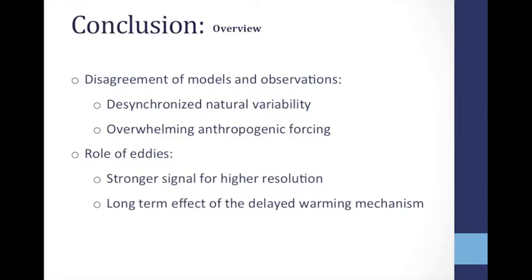To conclude, at first glance, models definitely do not agree with observation, both for sea surface temperature and sea ice. We see overall a typical response for global warming. A possible cause would be a desynchronized natural variability.